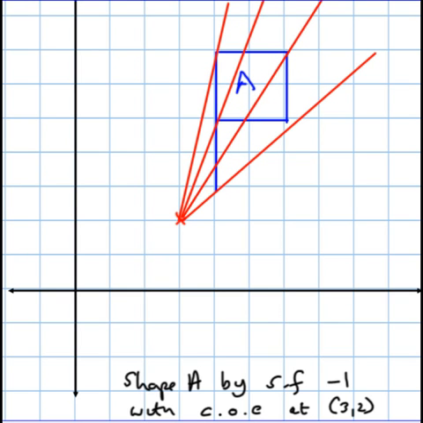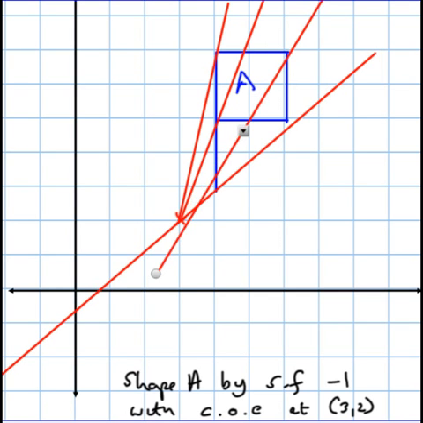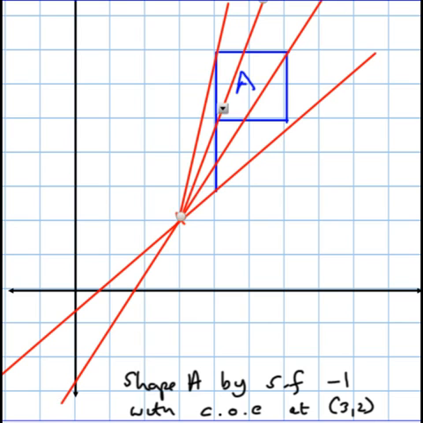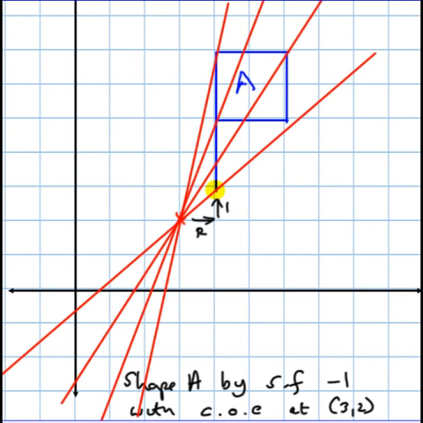Now, in this instance, we have to extend the lines. Not only do they go to the right of the centre of enlargement, they also go to the left. You'll see why in a moment. Now, what do we do? Well, let's have a look. Let's just deal with the bottom of the flagpole. It was 1 square to the right and 1 square up.